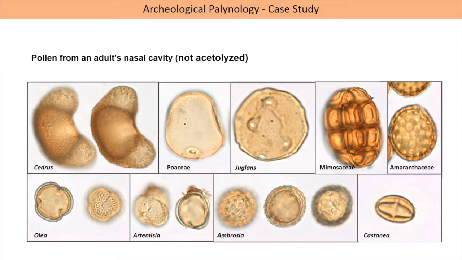We also found Mimosaceae or Amaranthaceae, or, typical for this region, Olea, so some Oleaceae pollen grains. Some Asteraceae we found as well, like Artemisia or Ambrosia, and we also found Castanea pollen grains. The good condition of the pollen grains in the sample from deep inside the nasal cavities indicates that the bones and skin of the nose protected it sufficiently from the heat and aided the pollen preservation.